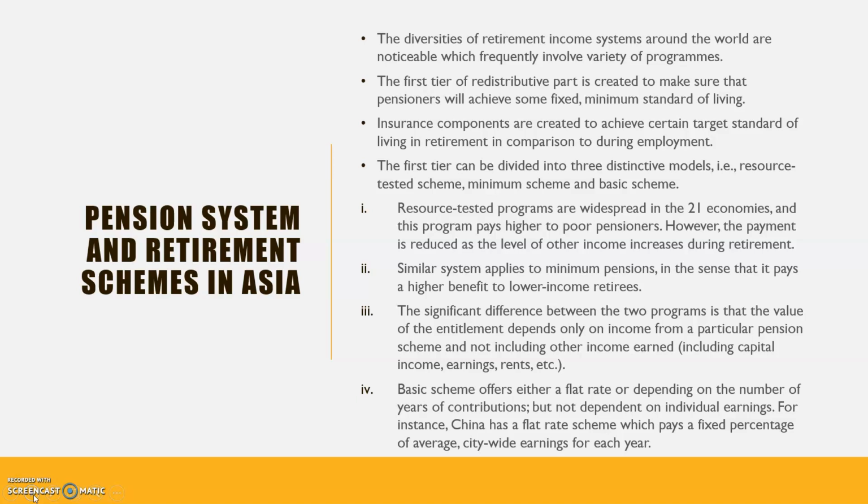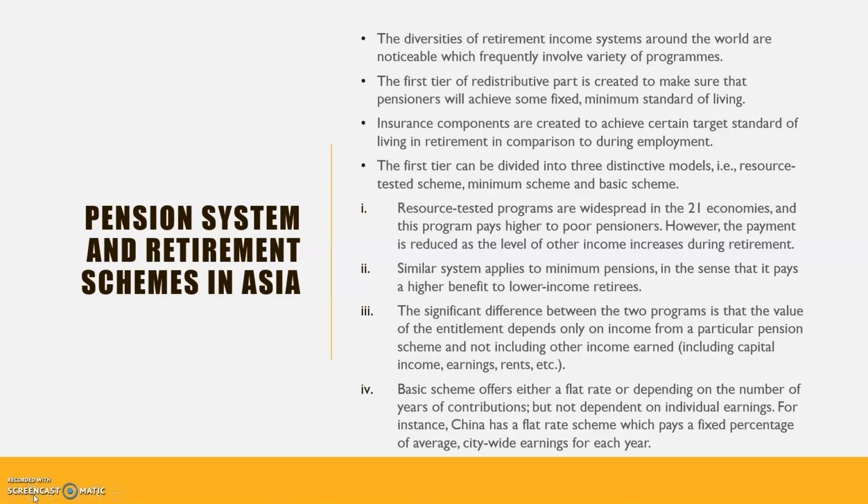A similar system applies to minimum pensions, in the sense that it pays a higher benefit to lower-income retirees. The significant difference between the two programs is that the value of entitlement depends only on income from a particular pension scheme and does not include other income earned, which includes capital income, earnings, rents, and other incomes.